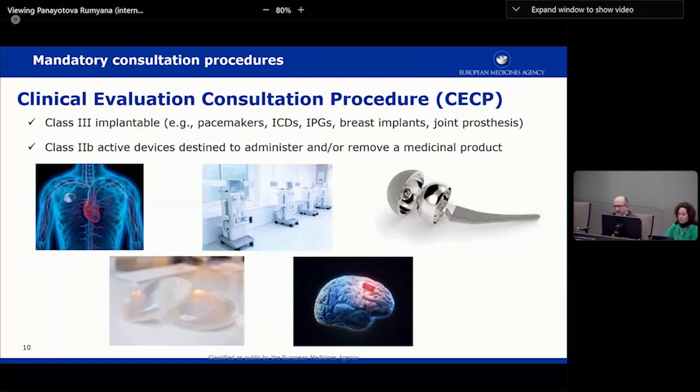The expert panels have two types of activities mandated by the regulation. Some are mandatory activities, which are procedures that need to be followed depending on the type of device, and some are what we call ad hoc activities, meaning that these are activities that can be requested by either the Commission or member states. For the first of those mandatory procedures, we have what we call the Clinical Evaluation Consultation Procedure, CECP for short, and it's applicable to all Class 3 implantable medical devices.